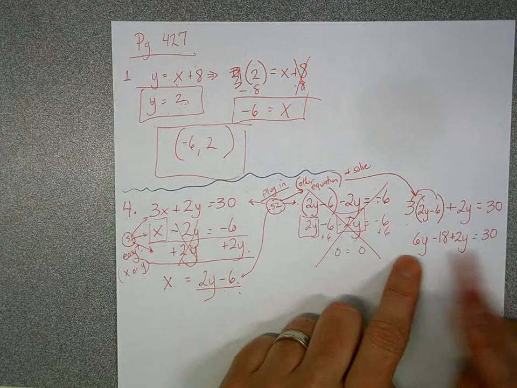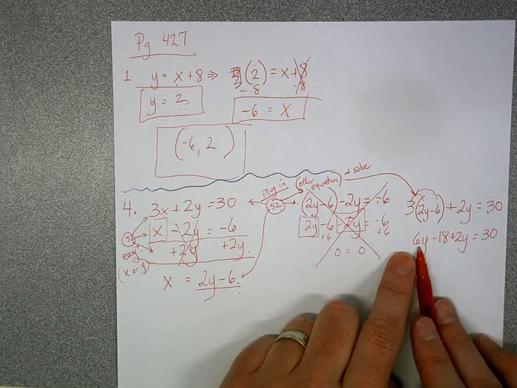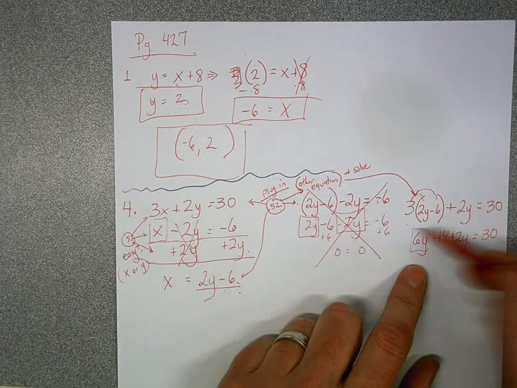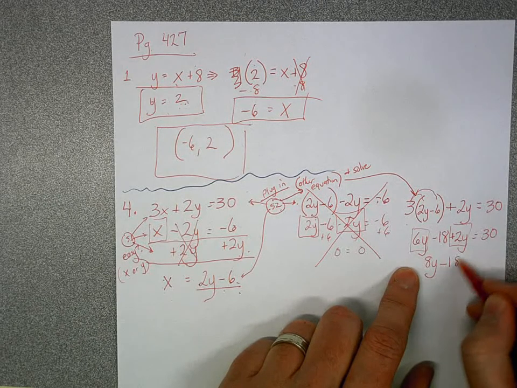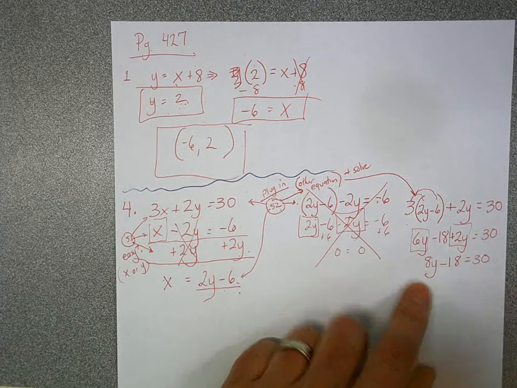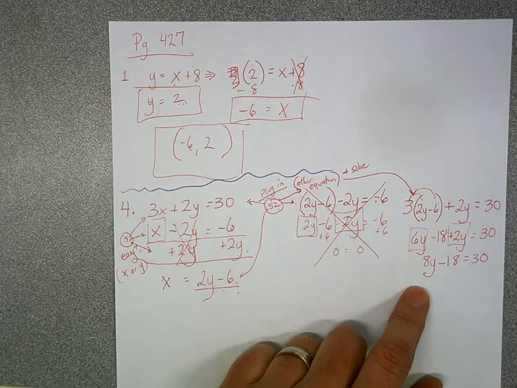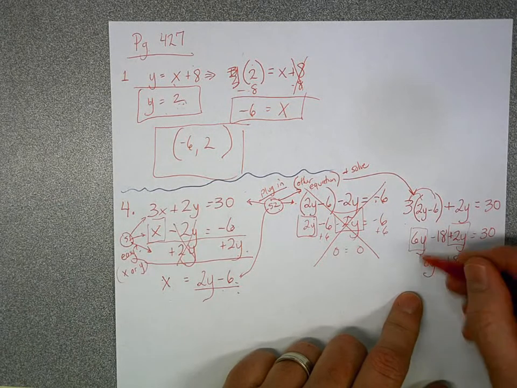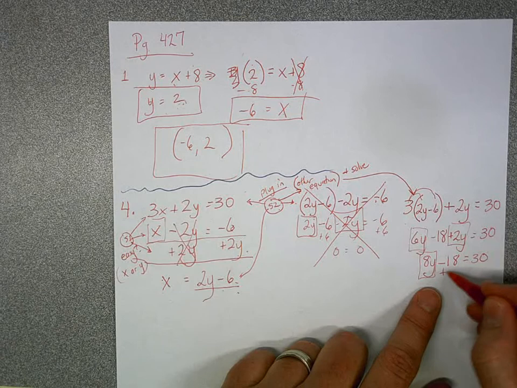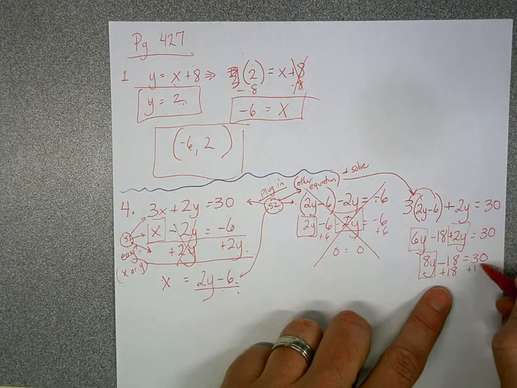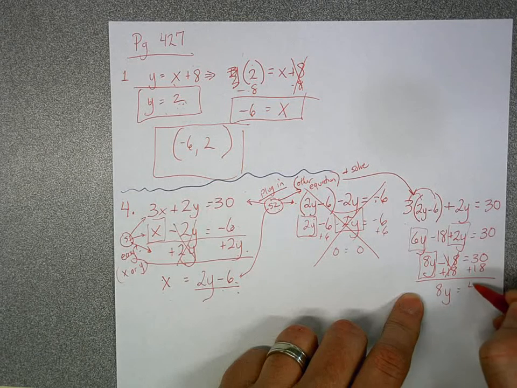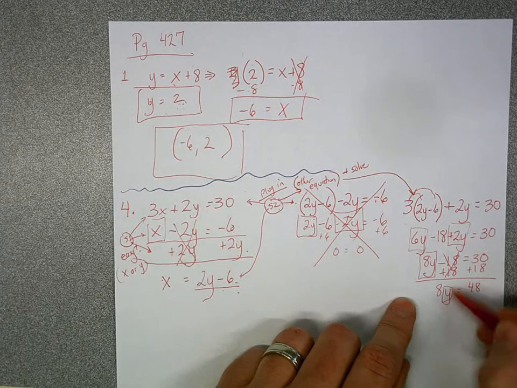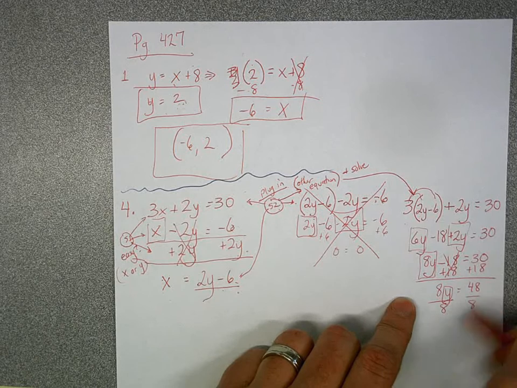Now I go ahead, continue to solve. In this case, I can simplify or combine like terms with 6y and a positive 2y. That gives me 8y minus 18 equals 30. Now we have a basic two-step equation. Box in our variable term, add 18 here and 18 here. So when those cancel, 8y is equal to 48, which means that we divide both sides by 8, and y is equal to 6.